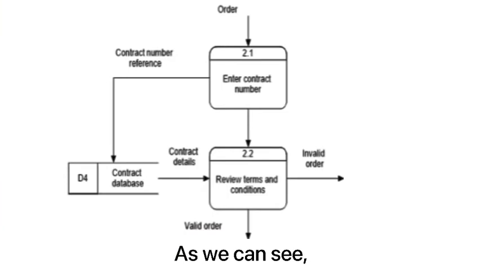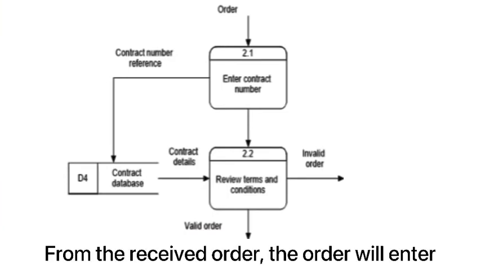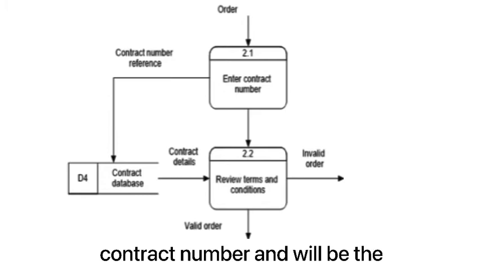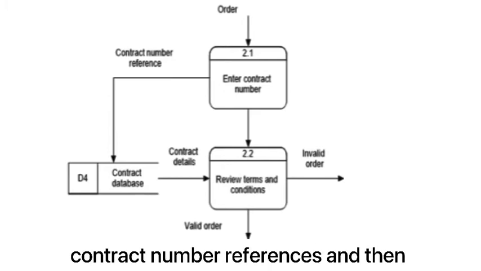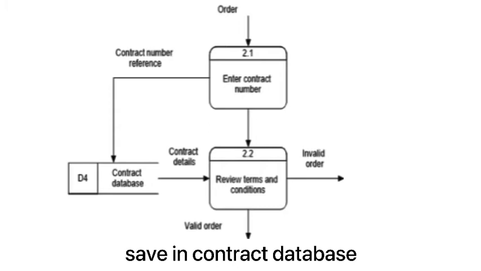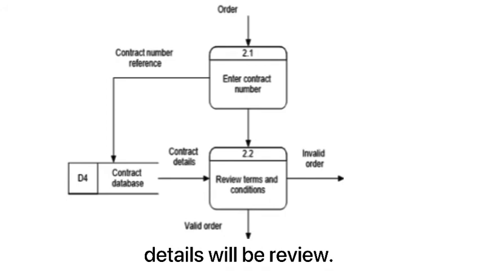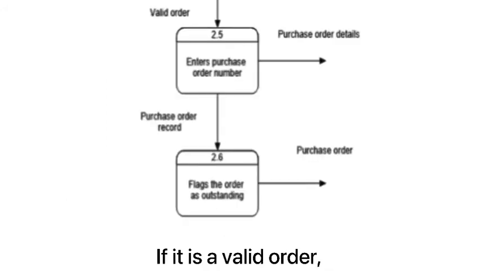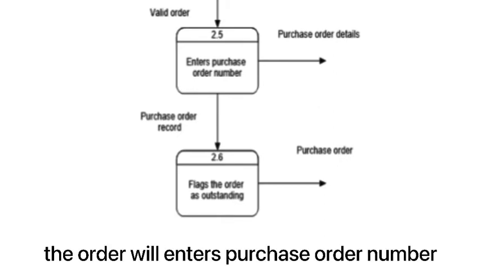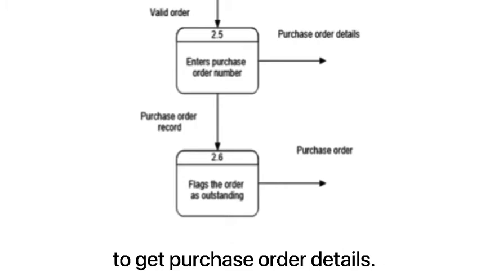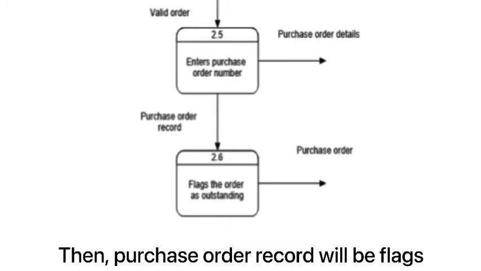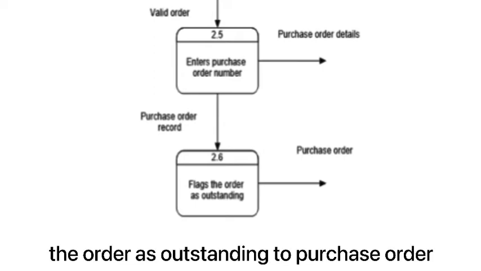As we can see, from the received order, the order will enter the contract number, and the contract number will be referenced and then saved in the contract database. Then, the terms and conditions in the contract details will be reviewed. If it is a valid order, the order will enter the purchase order number to get the purchase order details. Then, the purchase order record will flag the order as outstanding.